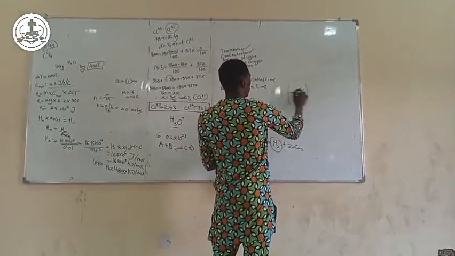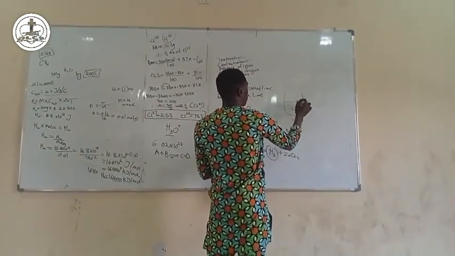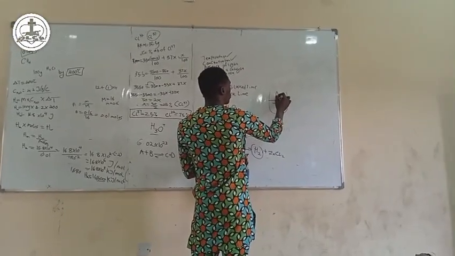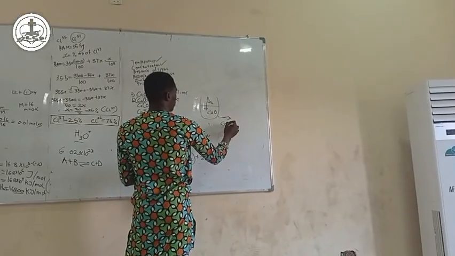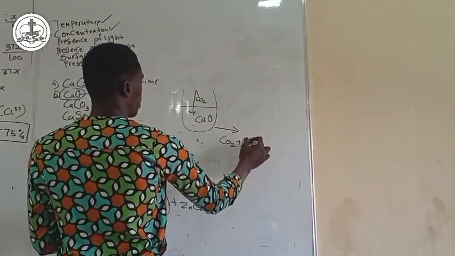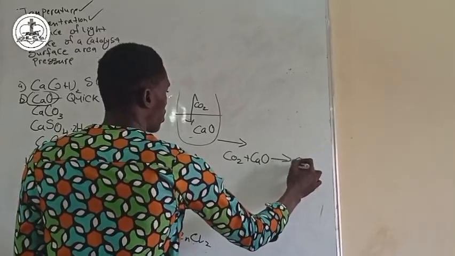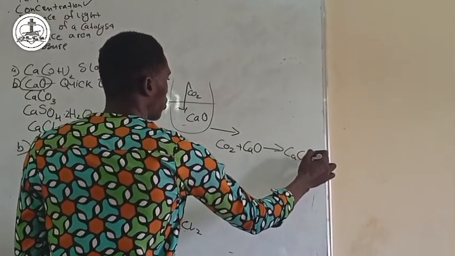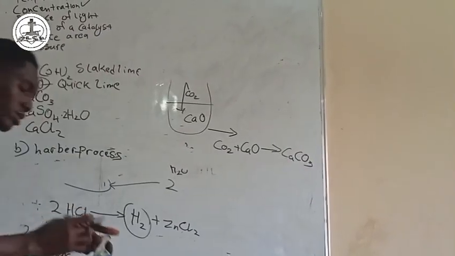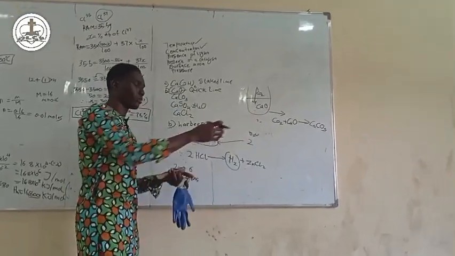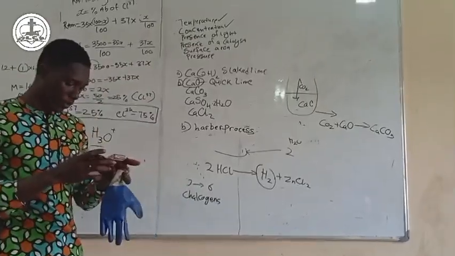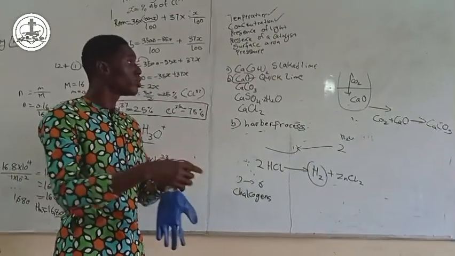When CO2 is added to lime water, that is CaO, so we have CO2 plus CaO, that gives us CaCO3, calcium carbonate, and that is what turns lime water milky. It is the presence of calcium and CO2.